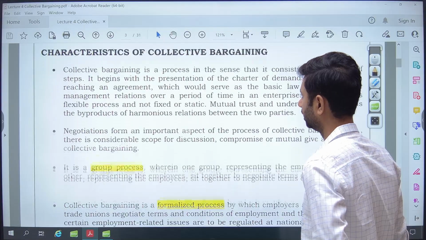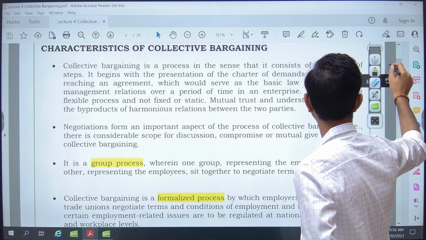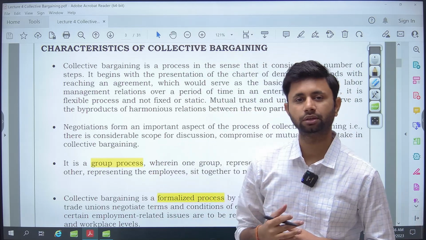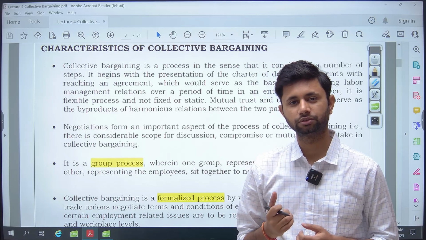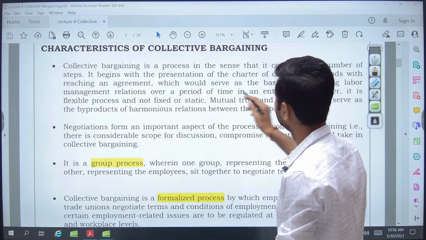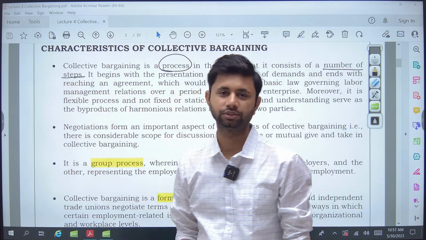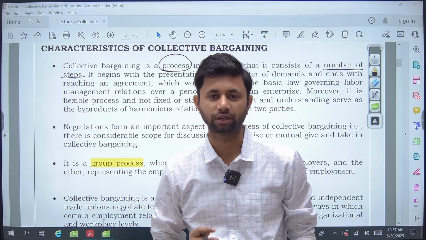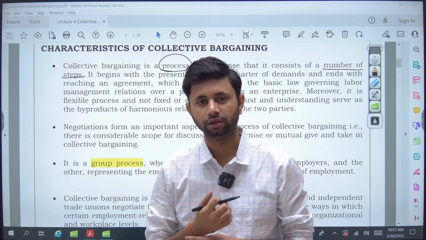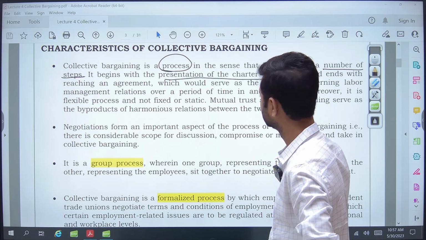Now we'll talk a little bit about the characteristics of collective bargaining. This will be like the features of collective bargaining based on the definition we talked about initially. It is a process in the sense that it consists of a number of steps. Obviously, within a process, when we are doing something, it involves a set of steps in chronological order that we do to achieve a particular goal.